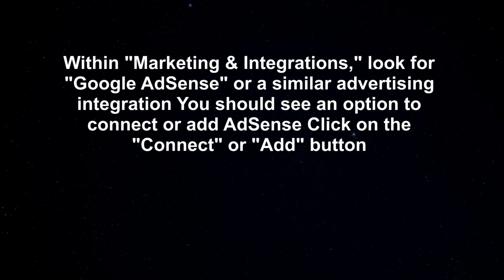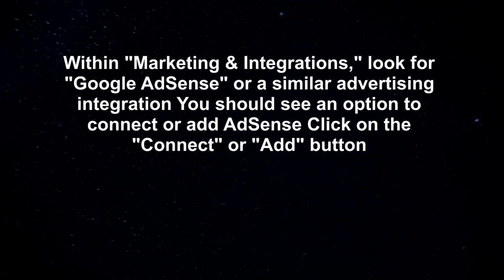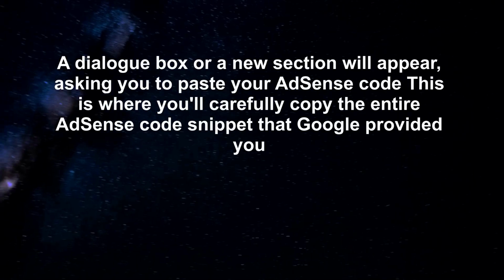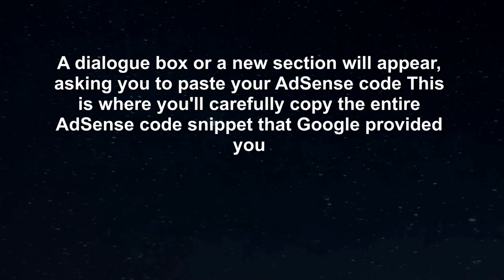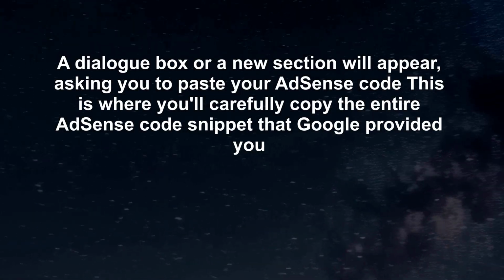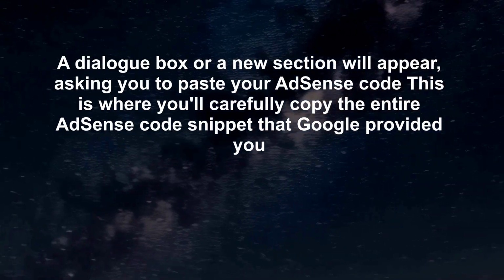You should see an option to connect or add AdSense. Click on the Connect or Add button. A dialog box or a new section will appear asking you to paste your AdSense code. This is where you'll carefully copy the entire AdSense code snippet that Google provided you.